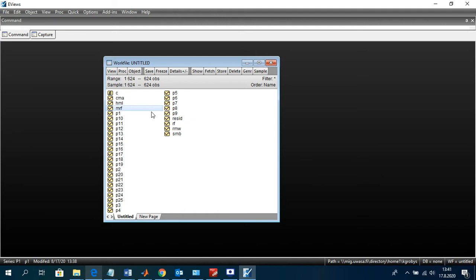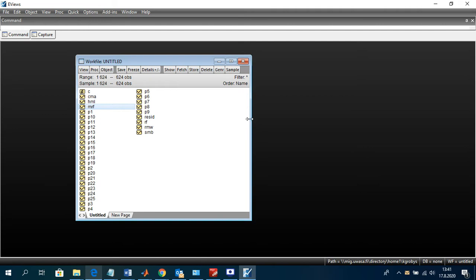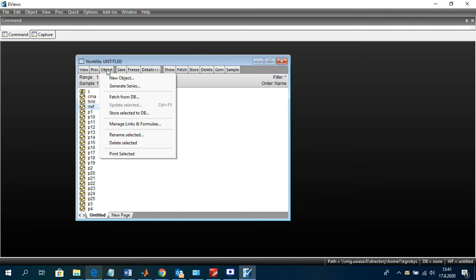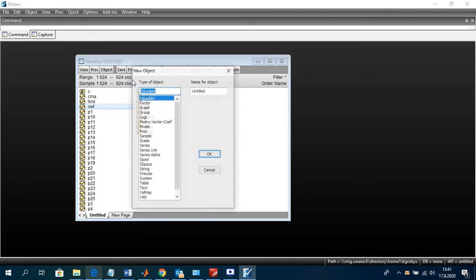Okay, so first of all, we want to implement the left-hand side approach. We want to implement the GRS test. So what we do is we go on objects, new object, and now let's first implement a single equation. How would we do that? Let's say we want to know if the first test asset, the first portfolio, can be explained by the Fama and French 6-factor model. Okay, so how would we do that? We would go on equation.